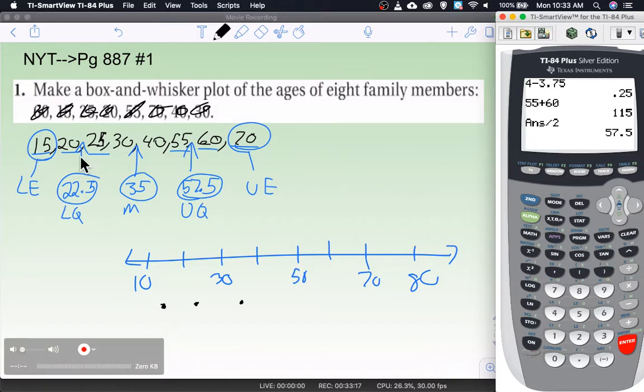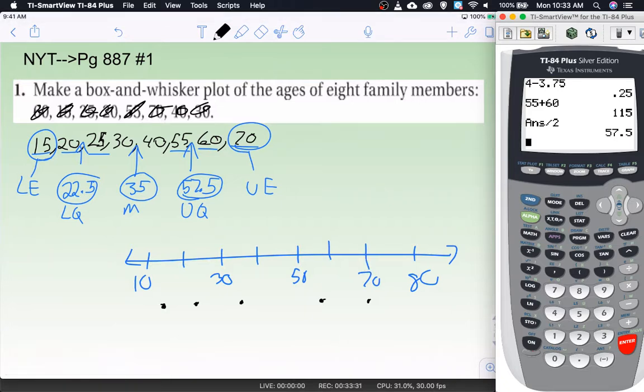So there's my 15. Here's my 22 and a half. Median of 35. Upper quartile of 57.5 is right about there. Upper extreme of 70 would be right about there. Whisker, whisker on the outside. Box in the middle. And that's a Box-and-Whisker plot.